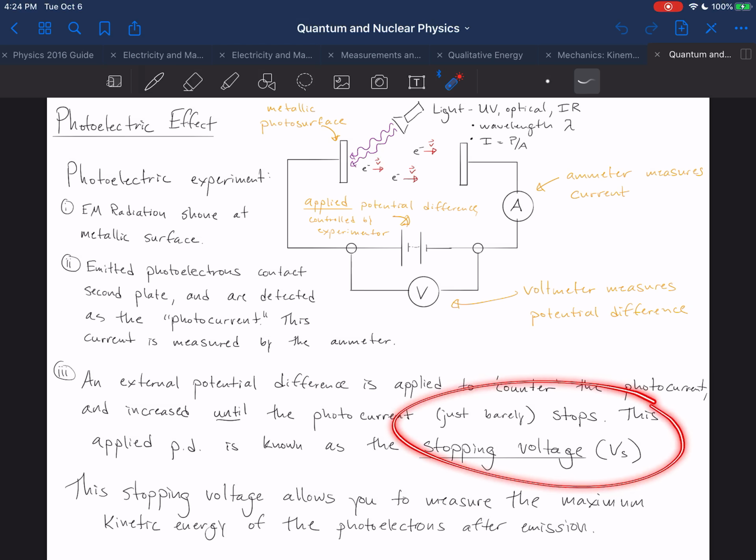And why is this important? This is important because the exact value of the stopping voltage, Vs, allows you to measure the maximum kinetic energy of those photoelectrons after emission. So we can measure the maximum kinetic energy that these electrons have, and that will tell us a lot about what is going on, as it turns out.